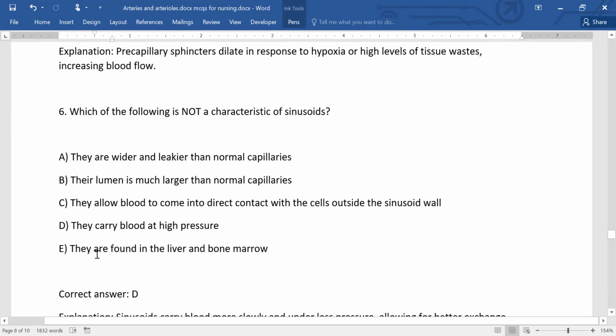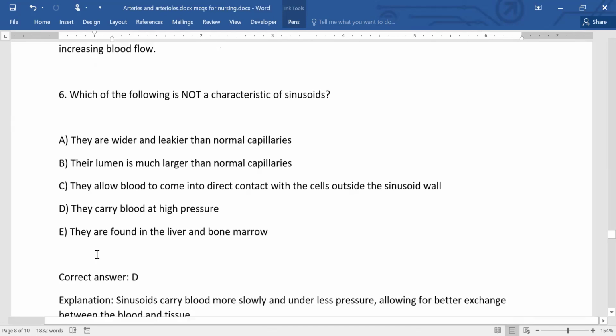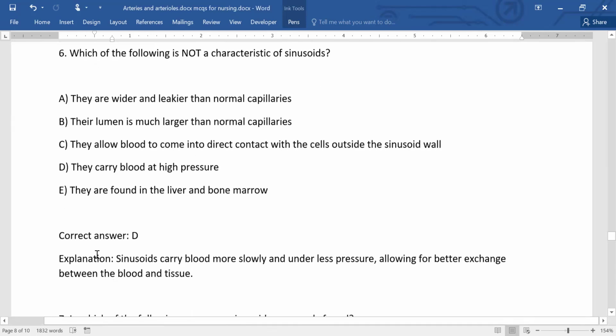Which of the following is not a characteristic of sinusoids? They are wider and leakier than normal capillaries. So basically in this question we have to identify the point that is not relevant to sinusoids. So sinusoids are wider and leakier than normal capillaries. The lumen is much larger than normal capillaries, correct. They allow blood to come in direct contact with the cells outside the sinusoidal wall, correct. They carry blood at high pressure.